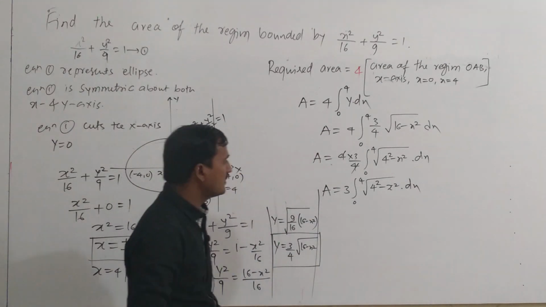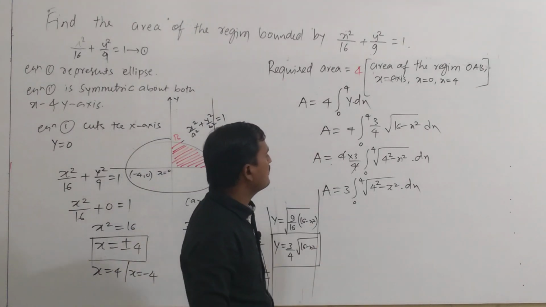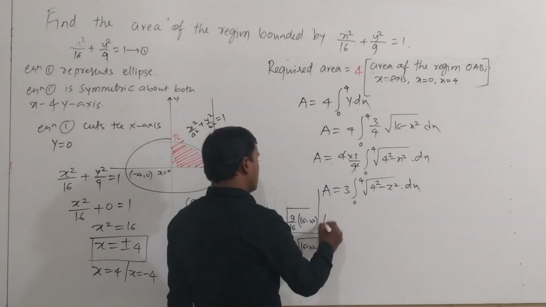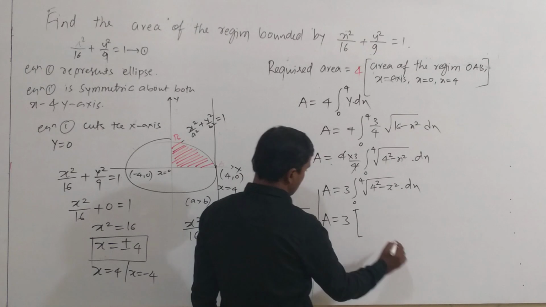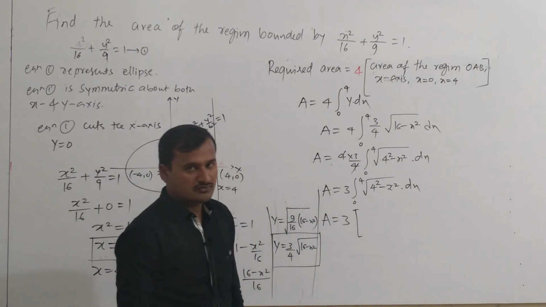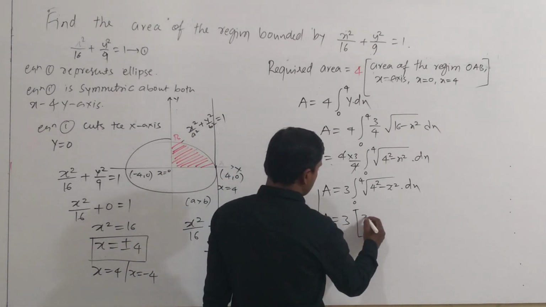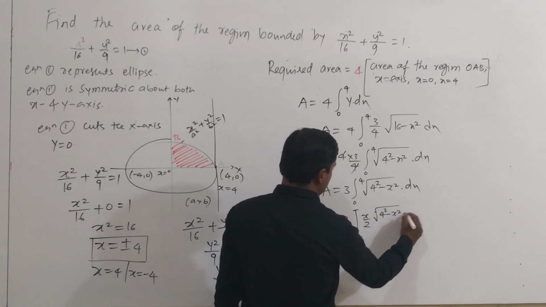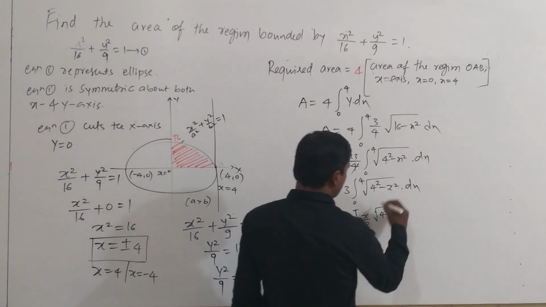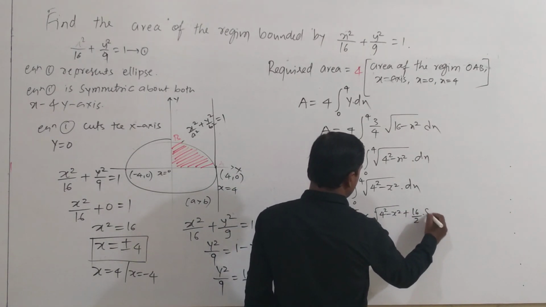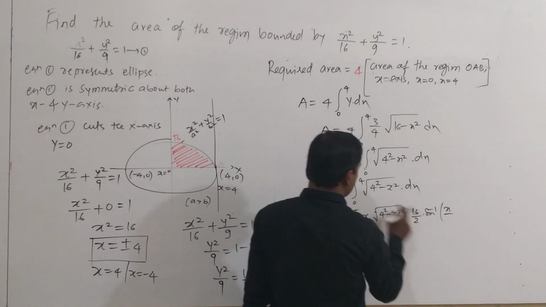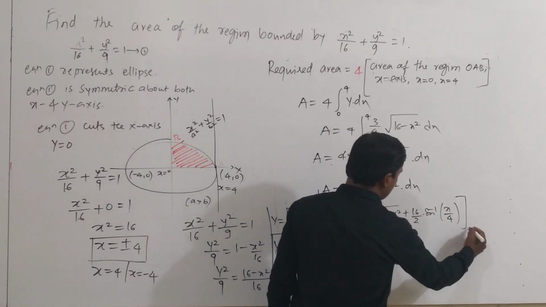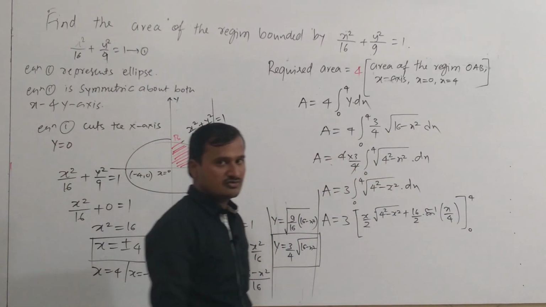into dx. Now again it is in the form of root of a square minus x square. So you know the formula for the integration of root of a square minus x square, that is x by 2 into square root of a square minus x square plus a square by 2. Here a square means 16 by 2 into sin inverse of x by a. A is 4, over the limit 0 to 4.